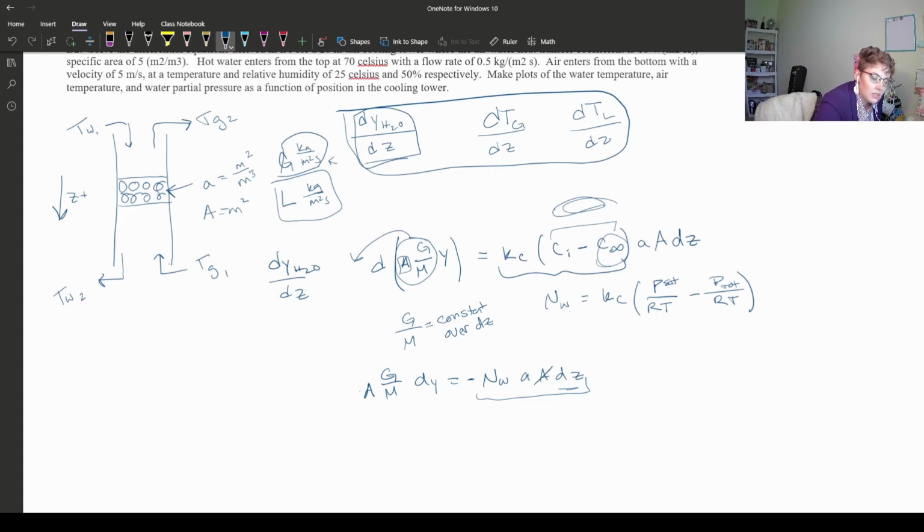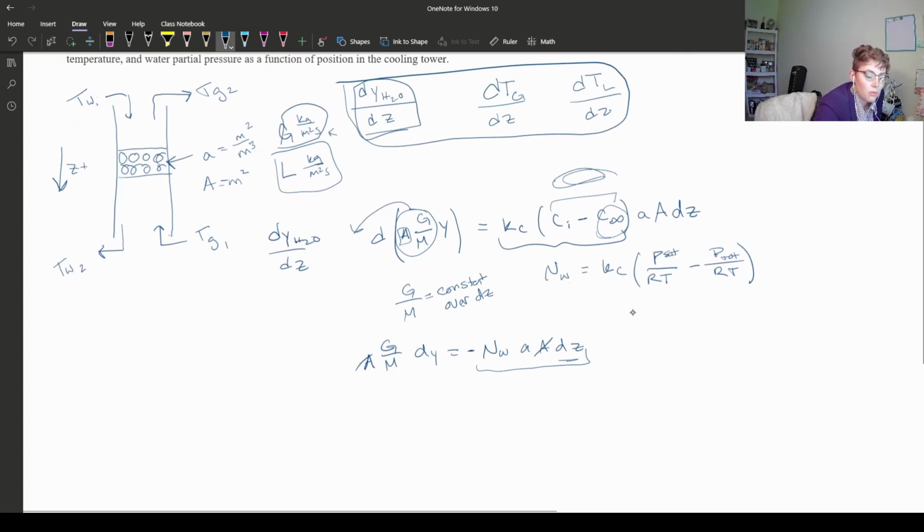Now we can go ahead and cross these out and rearrange our equation into the form that we actually want, which is dy/dz equal to negative specific area times the molecular weight over the gas flow rate times the molar flux of the water.